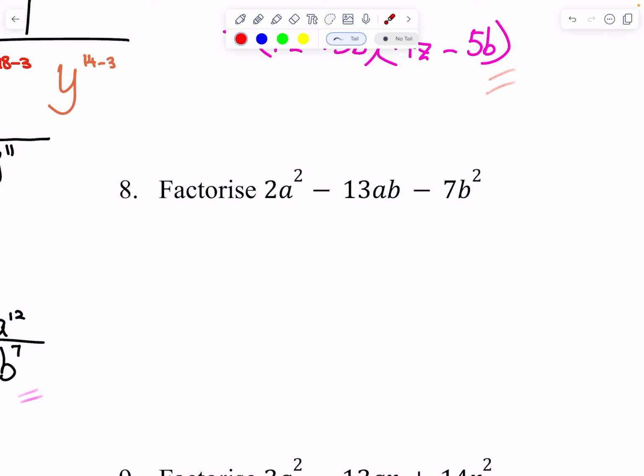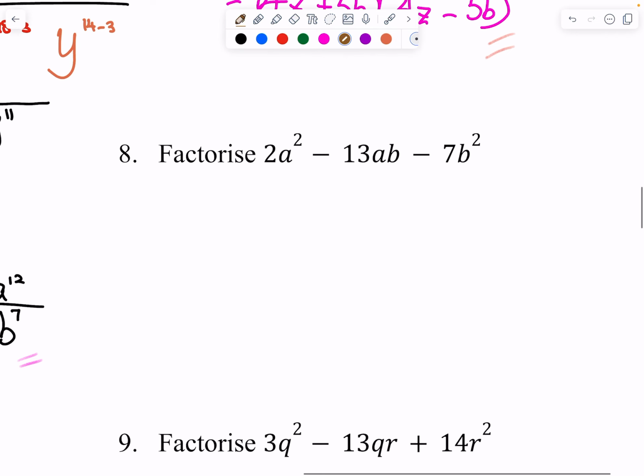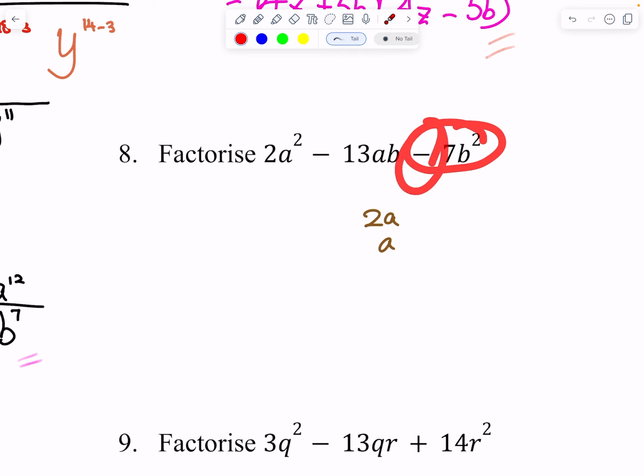I'll give you 10 seconds to do it. This shouldn't take too much time. How is 2a squared made? 2a times a. Ooh, negative sign. How is negative 7b squared made? b squared is b times b, of course. How about negative 7? That is 1 times negative 7.